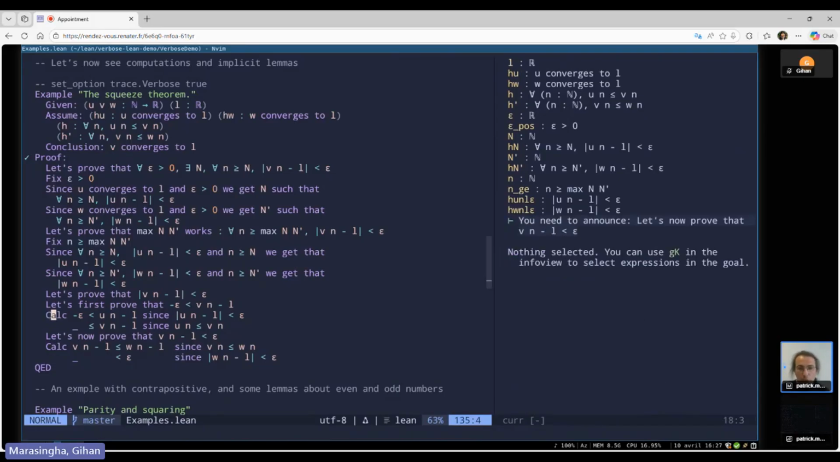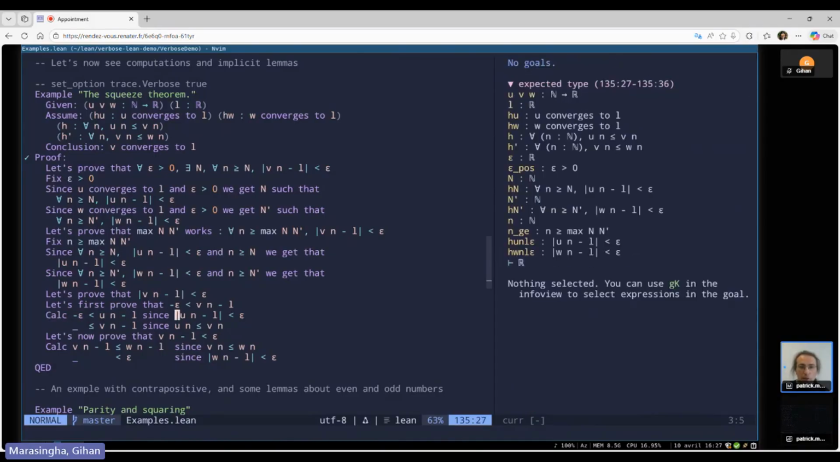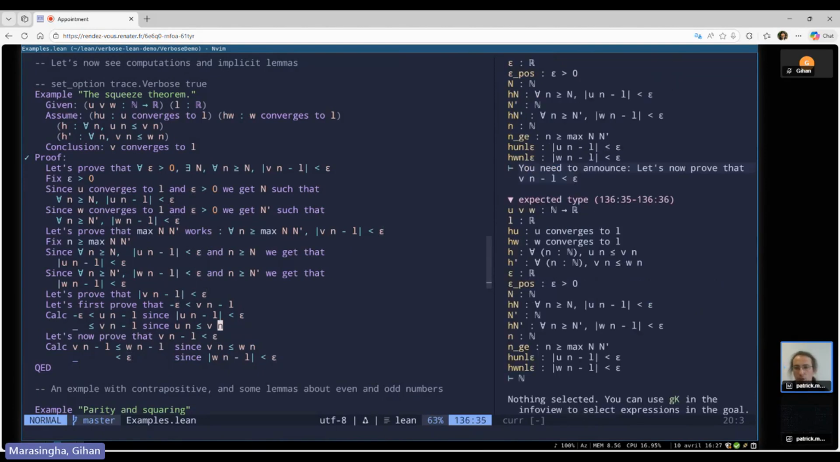And in the computation, again, this lemma, but in the other direction, is applied, because this is an if and only if. This is applied in the other direction automatically. I say minus epsilon is less than Un minus L, since absolute value Un minus L is less than epsilon. And here, Lean is okay with this justification. And then going from Un minus L to Vn minus L, I just say since Un is less than Vn, and this is accepted as a justification.